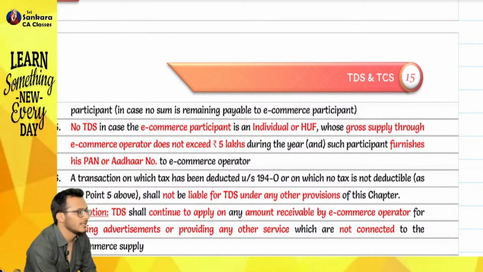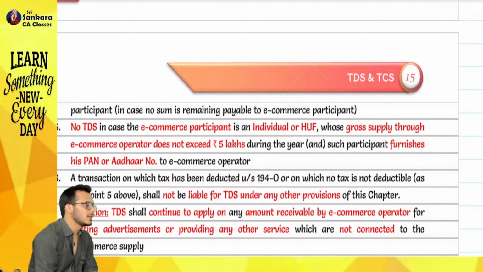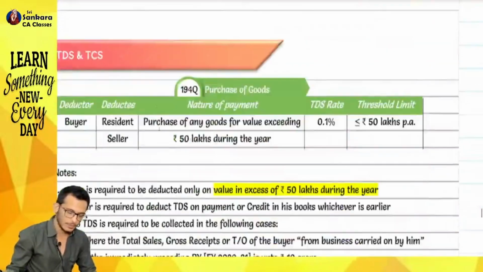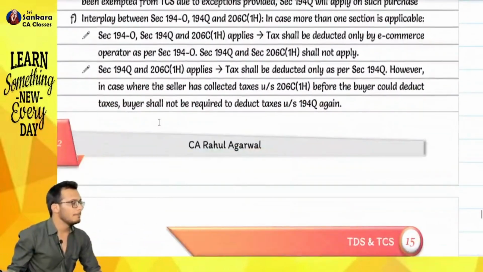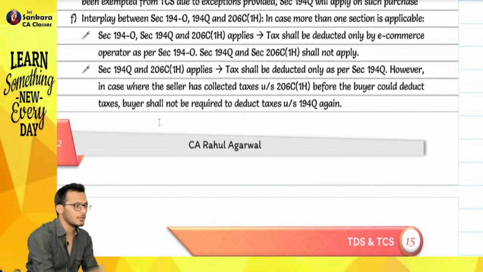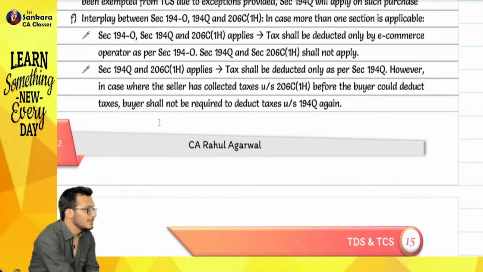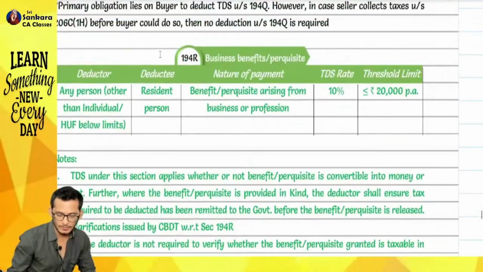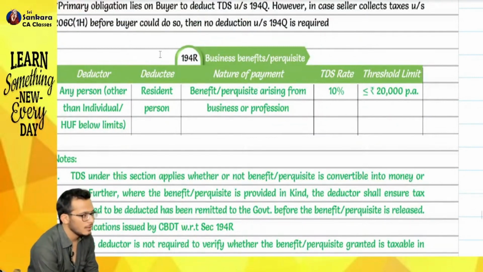The next provision is your last provision, an amendment for the current year, called 194R. It applies to everyone other than individuals and HUFs below the turnover limit, who will not be liable for this. This provision says that if you are going to receive any kind of business benefit or perquisite, before the person distributes this benefit or perquisite, he will deduct TDS from you at the rate of 10%, provided the limit goes beyond 20,000 rupees.